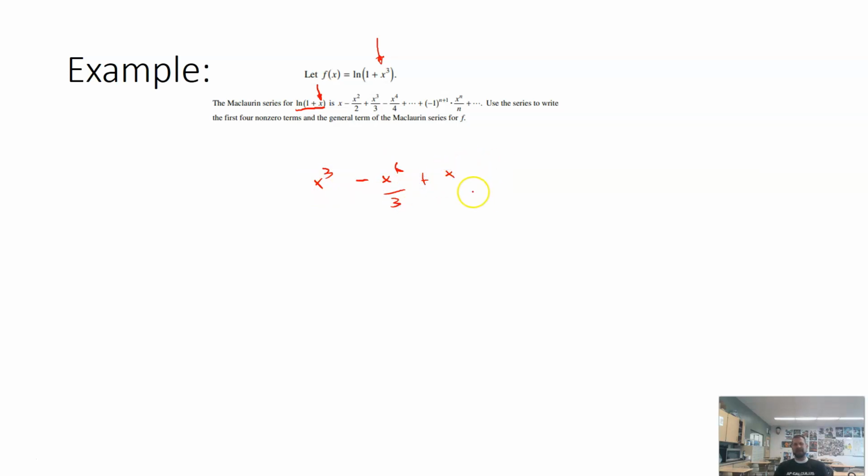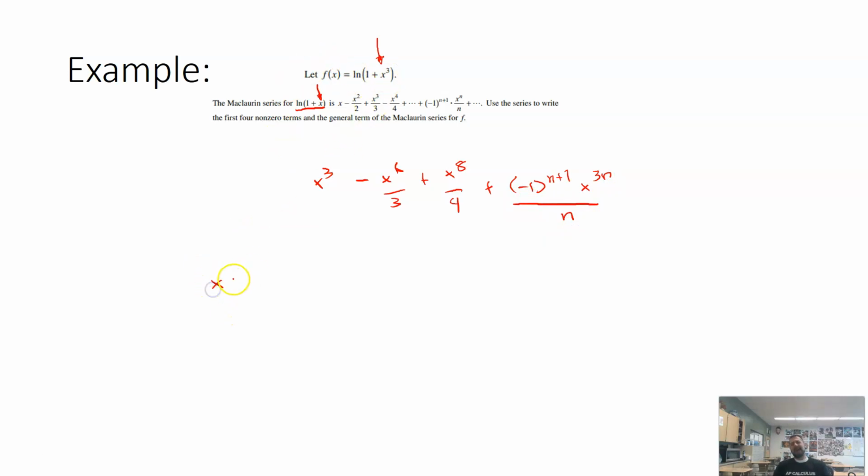Okay, and I'm going to show you one other example of how we could do this in just a second. So I'd have x to the 8th over 4 plus negative 1 to the n plus 1. That's a constant number multiplied by x to the third, and then that's n over n, like that. So that would be ln of 1 plus x to the third.